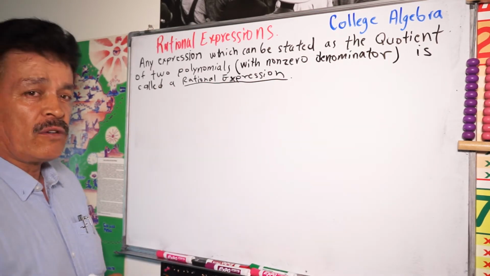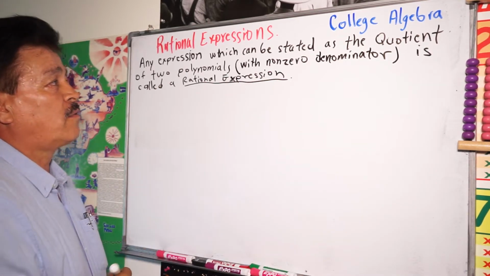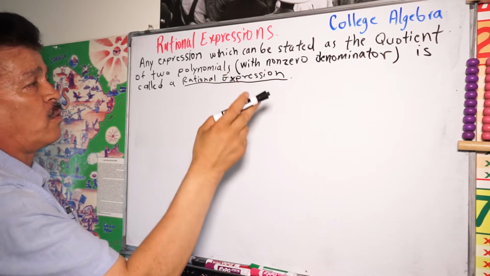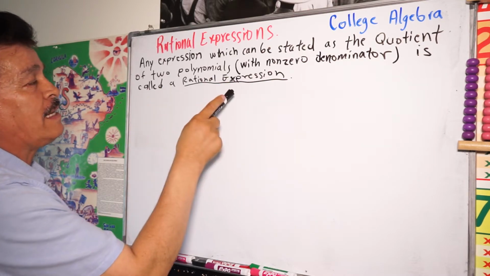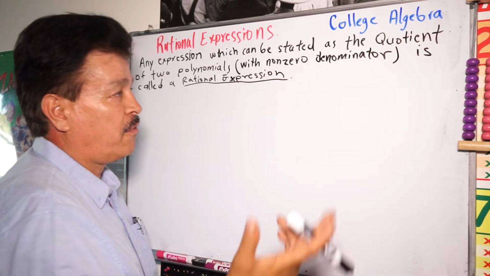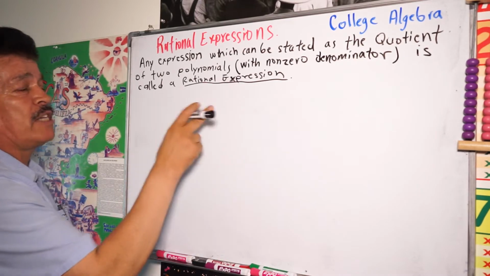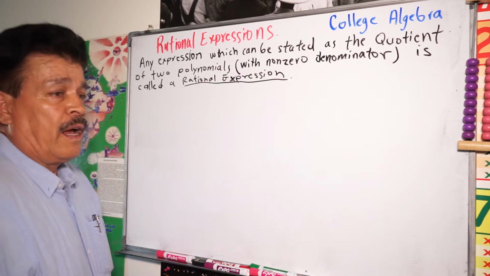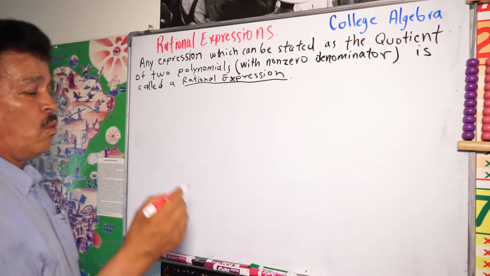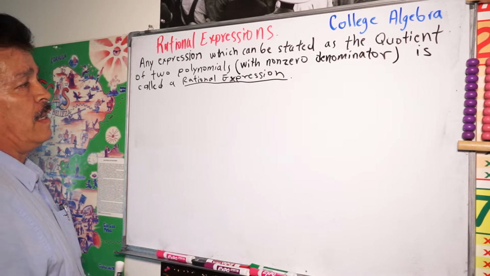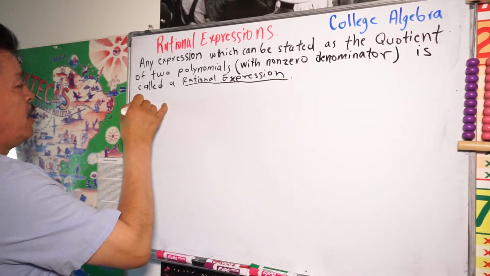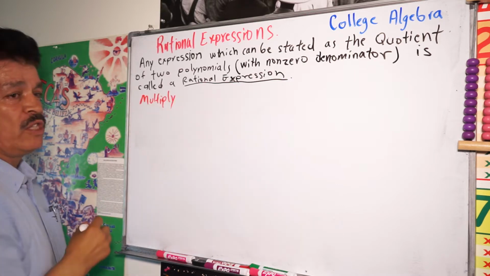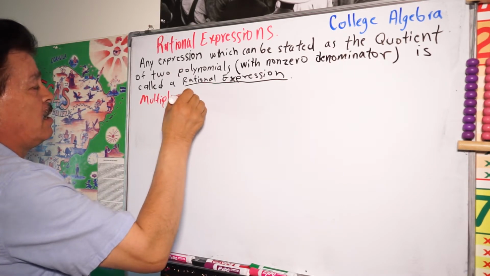We have one concept here about what I mean by a rational expression. An expression which can be stated as the quotient of two polynomials with non-zero denominator, of course, is called a rational expression. Okay? I'm going to show you one example, like multiplication, multiplying rational expressions.